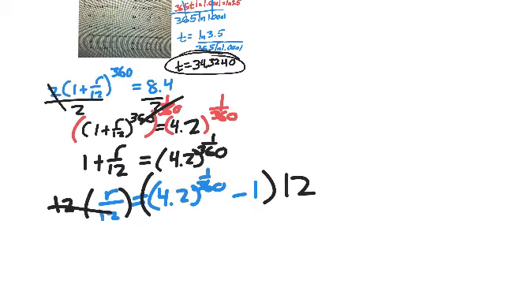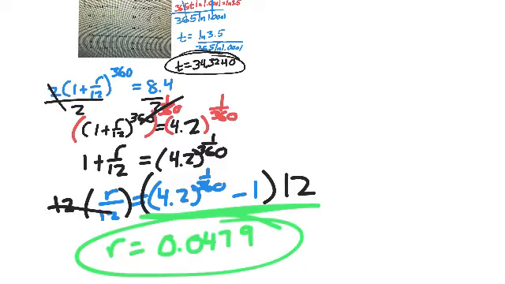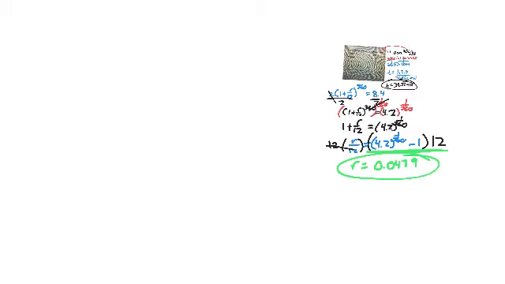And so now the R is isolated, our variable is isolated, and this is our answer. So we're going to put that in our calculator. Make sure you put it in carefully. When we do, we're going to 4 decimal places. That should be 0.04793. So it would stay as 0.0479.